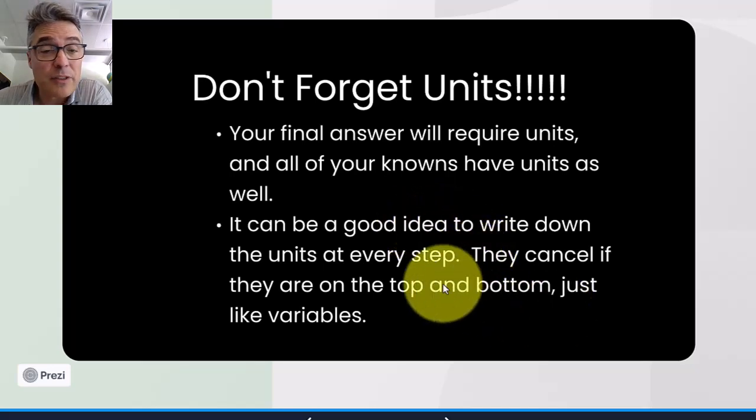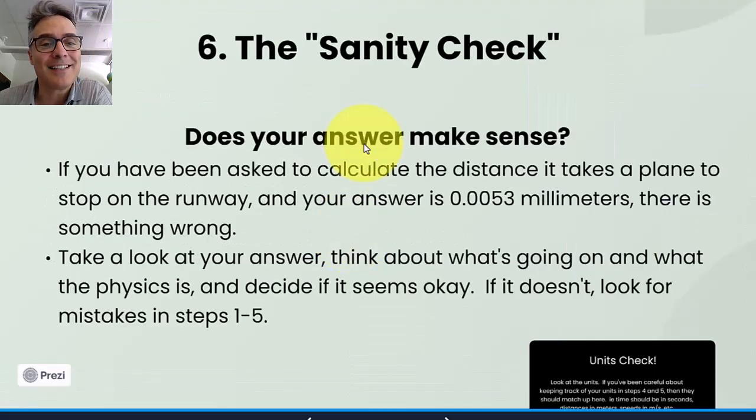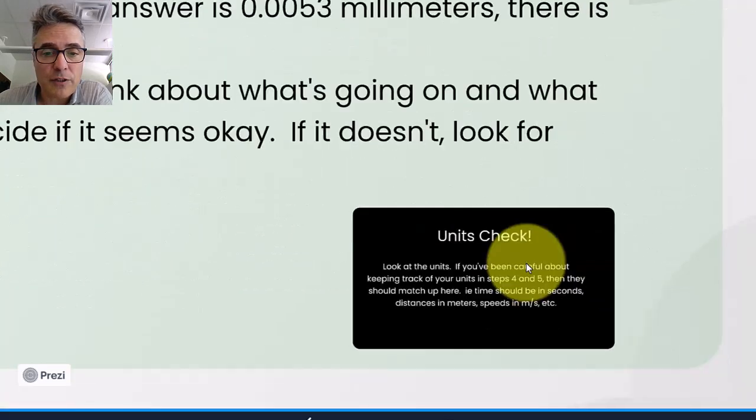Just like variables. So this can be a good way to check your answer, which leads us to step 6, the sanity check. Does your answer make sense? For example, if you've been asked to calculate the distance it takes a plane to stop on the runway, and your answer is 0.0053 millimeters, that clearly is something wrong. So take a look at your answer, think about what's going on and what the physics is, and decide if it seems okay. And if it doesn't, you can look back for mistakes in the first 5 steps.